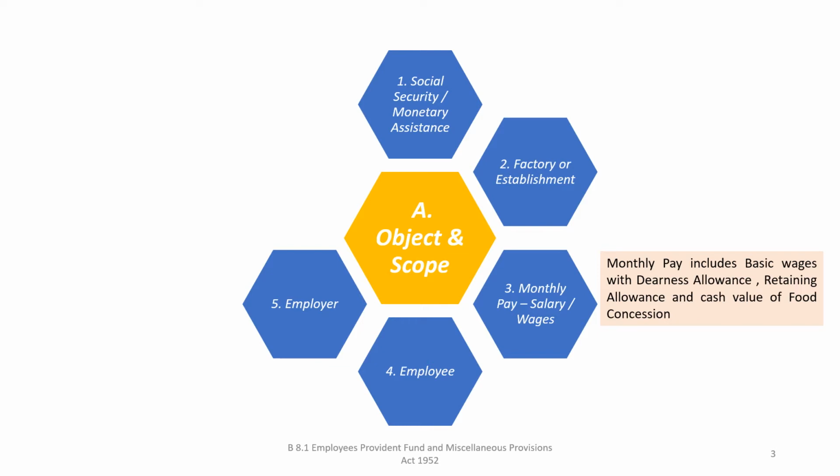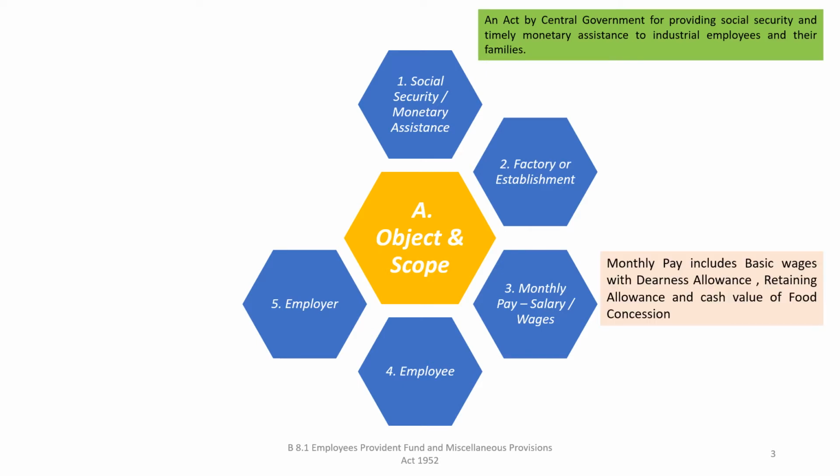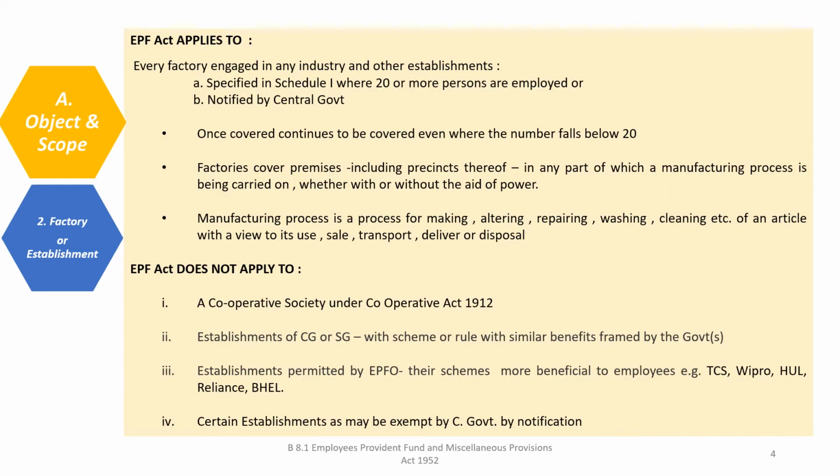We have three more concepts: factory or establishment, employer and employee, which we will see in a bit of greater details. Factory or establishment. The Provident Fund Act applies to every factory specified in Schedule 1 where 20 or more persons are employed. It also covers a factory which is notified by central government. The 20 persons which is indicated is at the entry level.